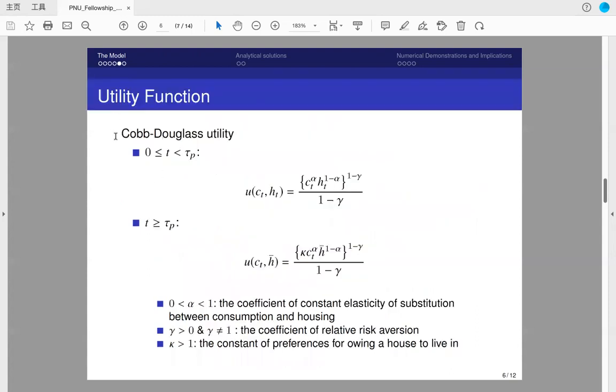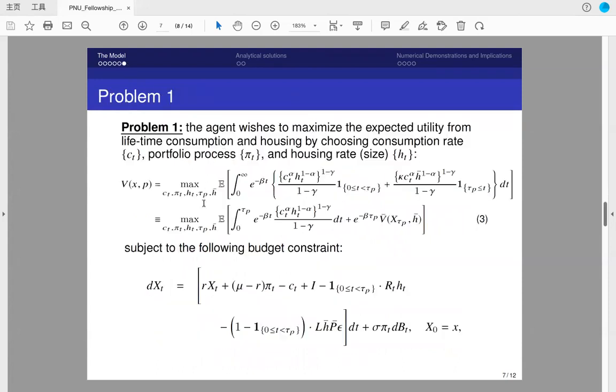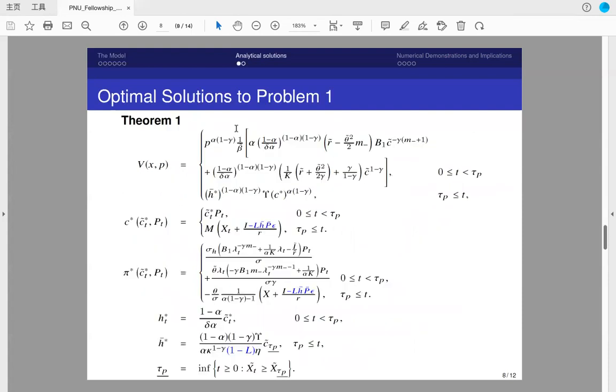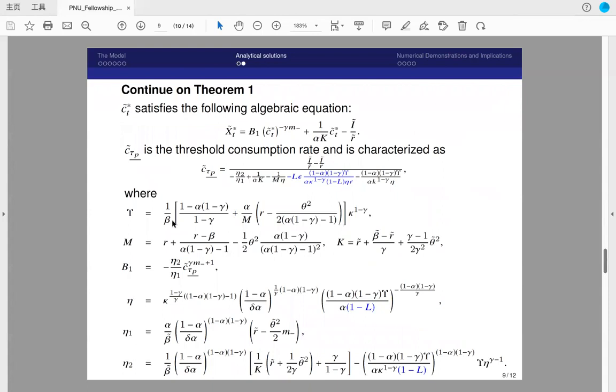We apply the form of Cobb-Douglas utility function. So the problem in this model can be formulated as this equation. This is the value function. The objective of the agent is to maximize the expected utility from lifetime consumption and housing by choosing consumption rate, portfolio per size, and the housing rate.